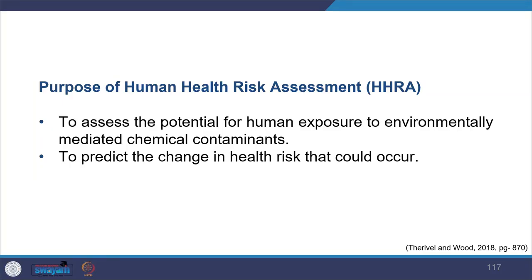The purpose of human health risk assessment is to look at what kind of exposure humans can have to environmentally mediated chemical contaminants, and to predict the change in health risk that can occur because of that kind of exposure. So this HHRA brings together information on the population which will be exposed, the kind of dose they would be exposed to, and how toxic the substances are. Based on that, it will provide an estimation of what kind of human health impact will happen.